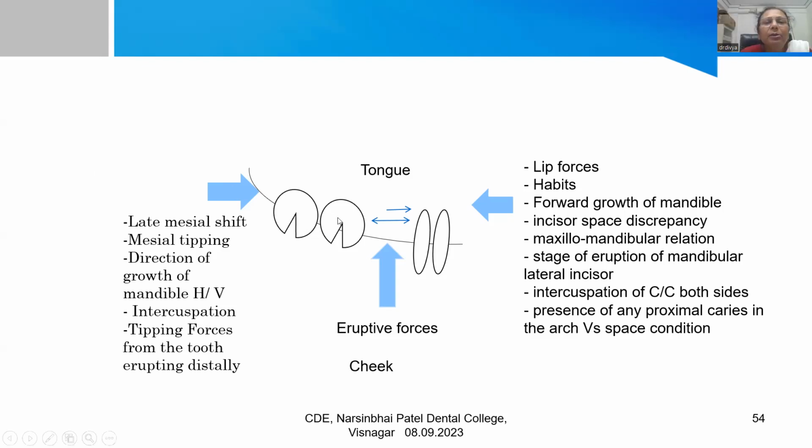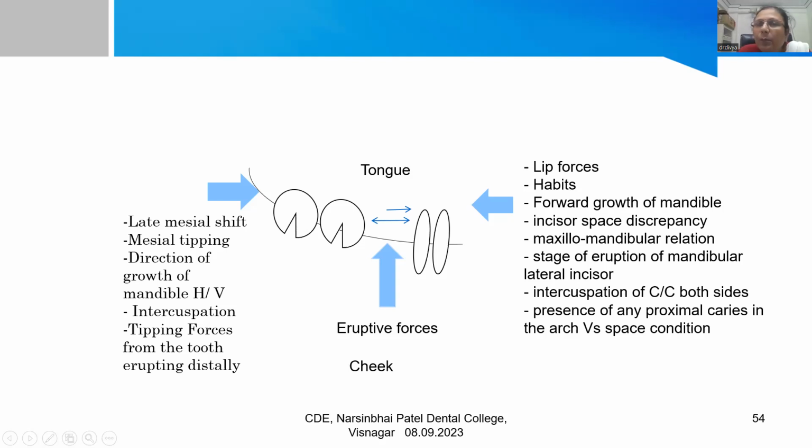So there are forces from the posterior side, late mesial shift, mesial tipping of the six. The direction of growth of the mandible is also anterior and forward. That also keeps the teeth moving forward only. Also, intercuspation is important, whether interlocking is there or not. Tipping forces from the tooth erupting distally. Okay. And from the anterior side, lip forces, habits, forward growth of the mandible.